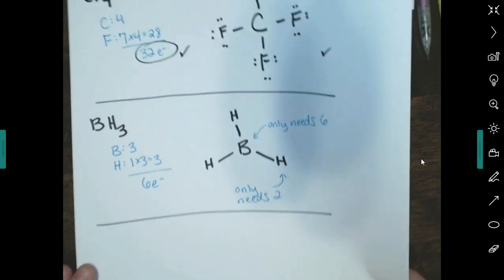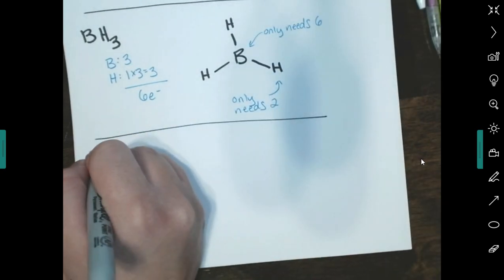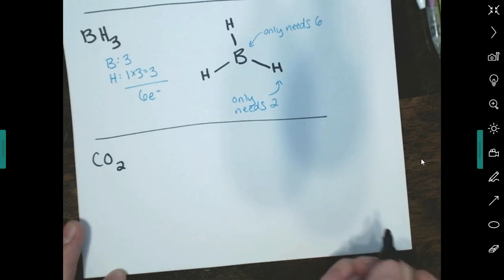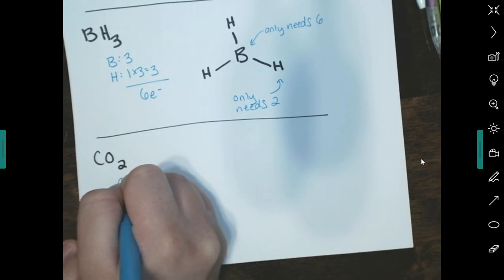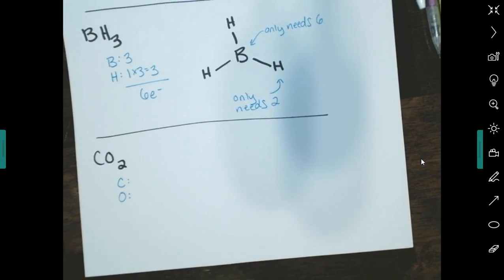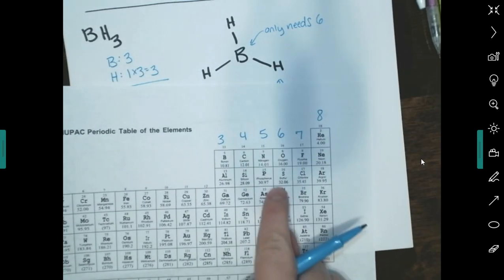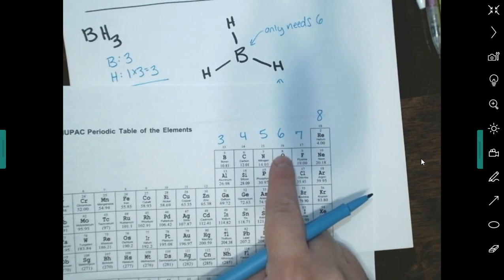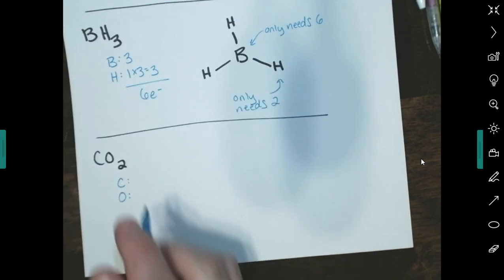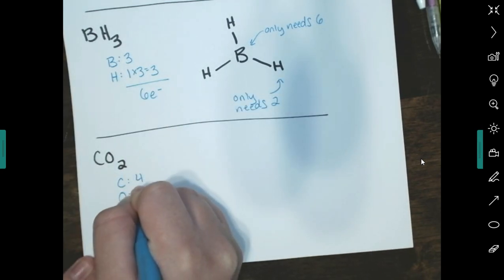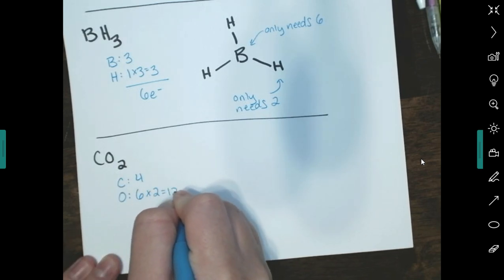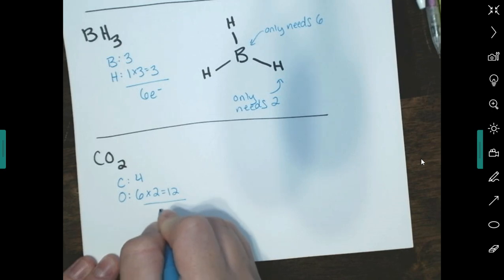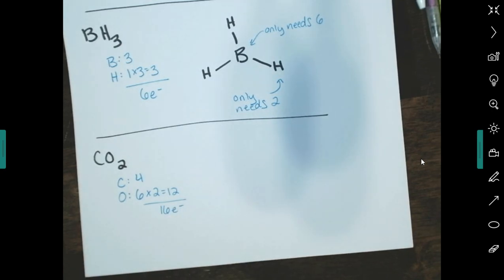Let's look at our third example. Our third example is CO2. Okay, so let's tally up those valence electrons. So I have carbon and I have oxygen. Carbon has 4 valence electrons and oxygen has 6 valence electrons. And I have 2 oxygens, so I need to multiply that times 2. 4 plus 12 is 16 electrons. Okay, so that's the total number of electrons I need in my picture.